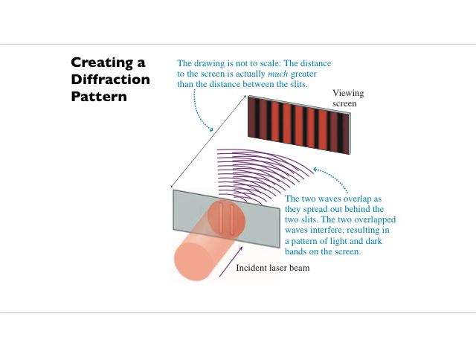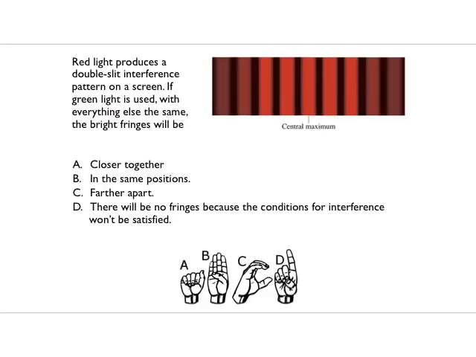Now, I want to remind you of some physics that we talked about previously. If you have light that goes through a double slit, it creates a diffraction pattern. I just want to remind you of a couple things about that. Suppose I'm using red light with double slits and making an interference pattern on the screen. If green light is used, but everything else stays the same, what will that do to the positions of the bright fringes? Remind yourself of what you know about diffraction. I'll be back.